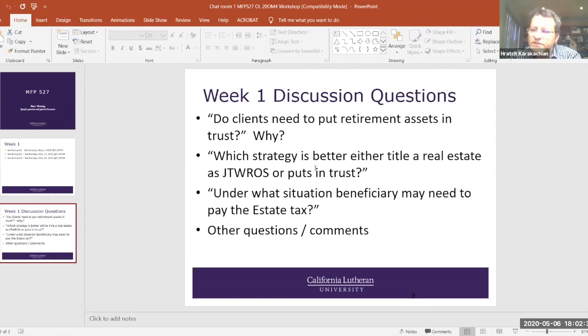Obviously, putting it in trust requires some planning. It requires an attorney to draft the estate planning documents, and you may have covered this in your course. The estate planning documents are usually a package of several documents that go hand in hand. You have the living trust, the trust document.